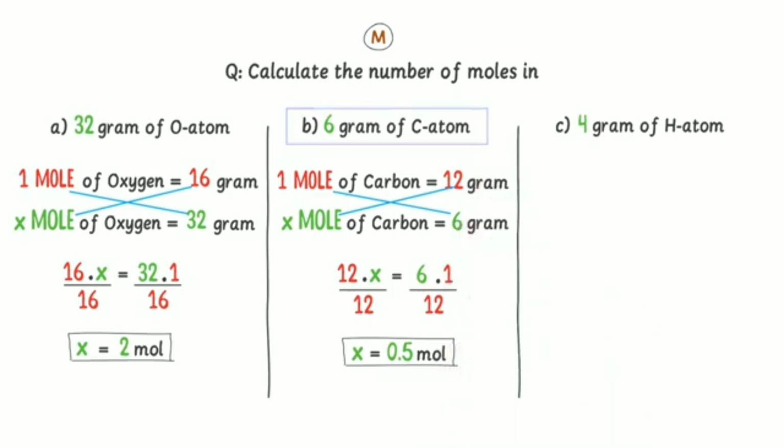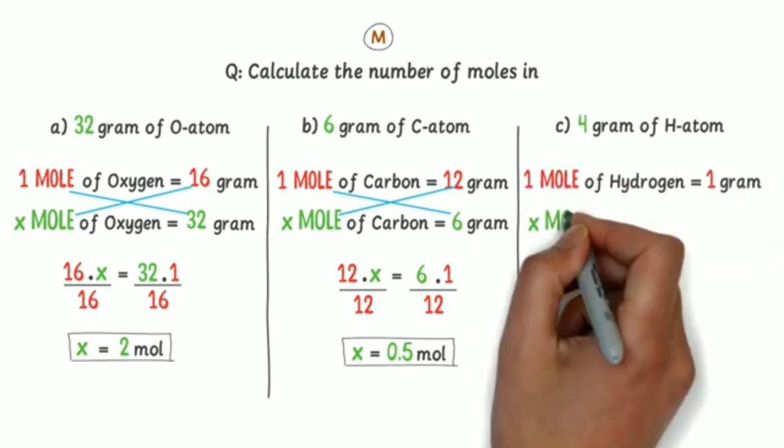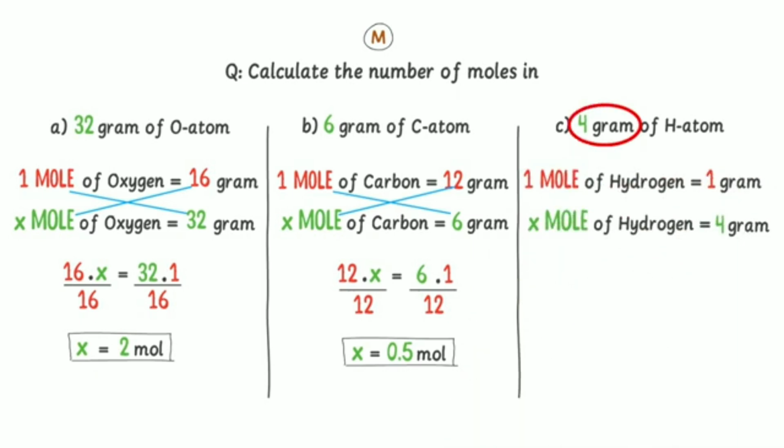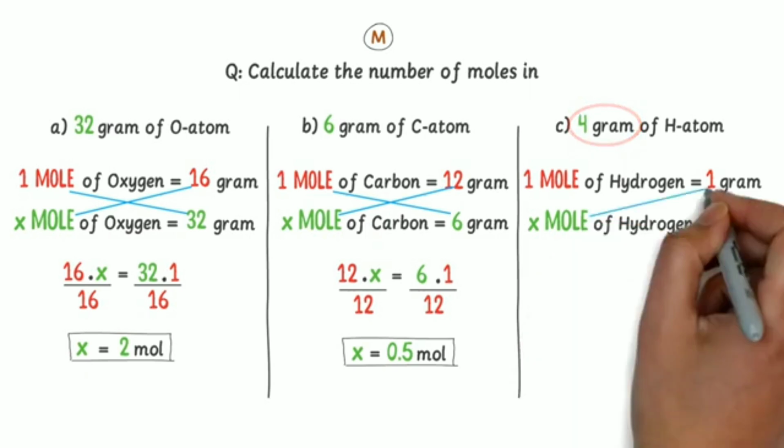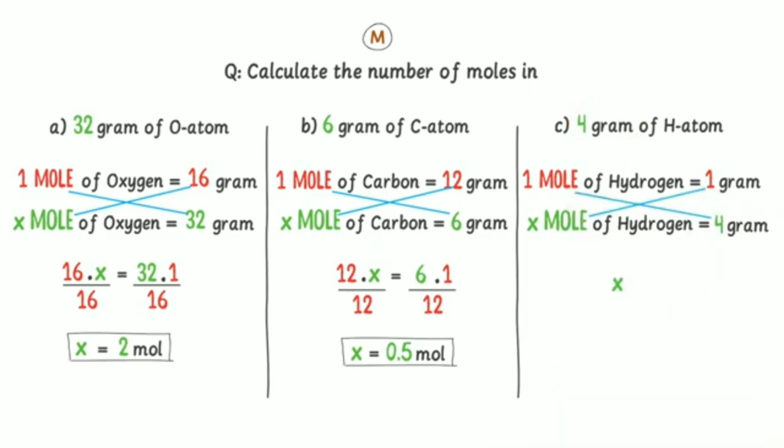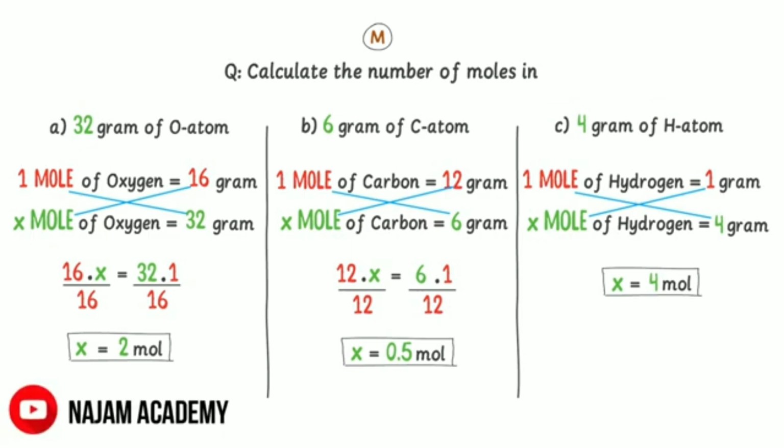Thirdly, in case of hydrogen, 1 mole of hydrogen is equal to 1 gram. Let X moles be there in 4 gram of hydrogen. Now cross multiply them. I get X is equal to 4. So there are 4 moles of hydrogen present in 4 gram. Therefore, in such type of numericals, we use the M relationship to calculate the number of moles.